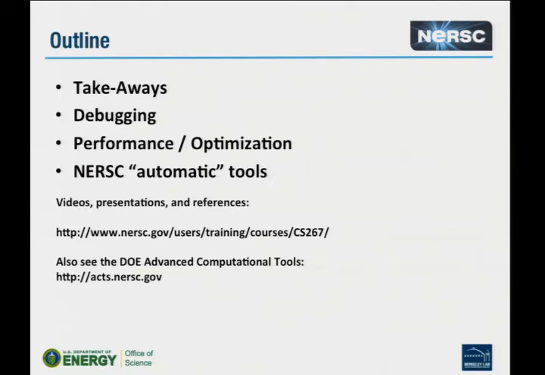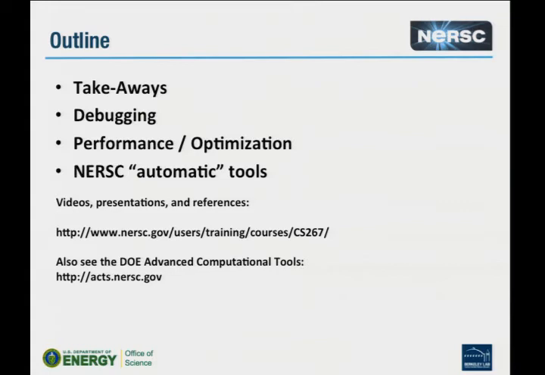It looks like I've got plenty, but I decided to move the takeaways right up to the front, so I'm going to give you that right away. And then we'll go on to talking about debugging tools, some performance and optimization tools. And then one thing I'd like to talk about at the end is what NERSC is doing with what I call automatic tools. These are tools that don't let you look at the gory detail of every line of your code, but I think they are very easy to use, and in fact they happen automatically. You run a code and then you can go to our website and find out a lot of useful things, at least at a first cut, the first place to look for problems or issues.